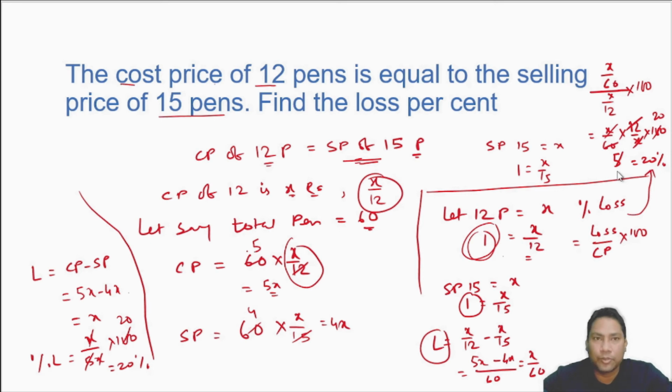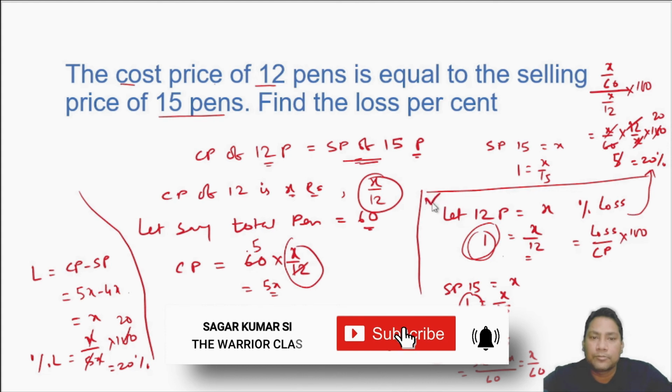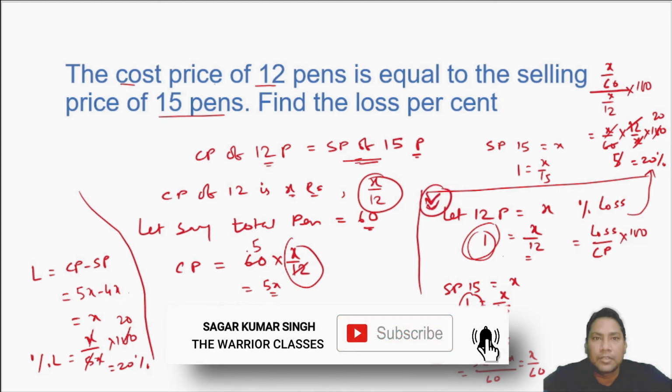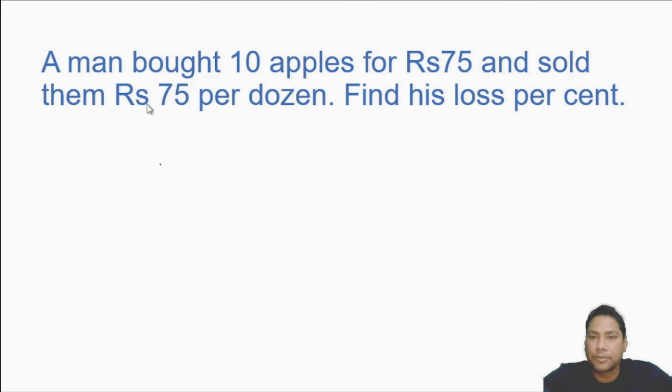So of these two approaches to solve this type of problem, I will suggest you go with the second method. Now we will solve some more problems and our understanding will be enhanced. So friends, let us solve this problem. In this problem they have asked: a man bought 10 apples for rupees 70 and sold them at rupees 75 per dozen. Find his loss percent.